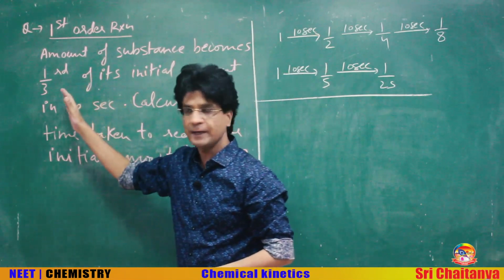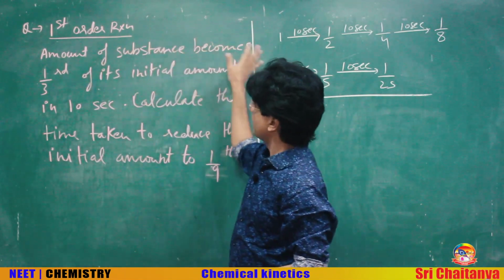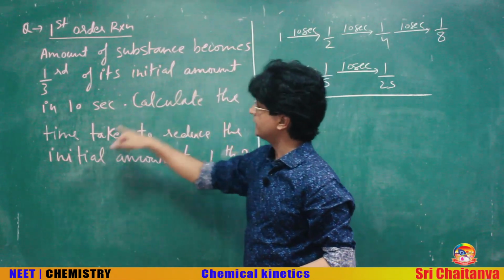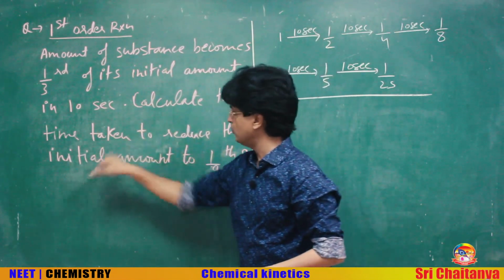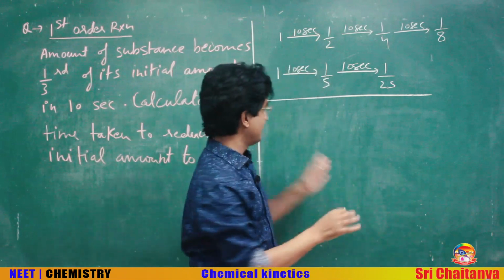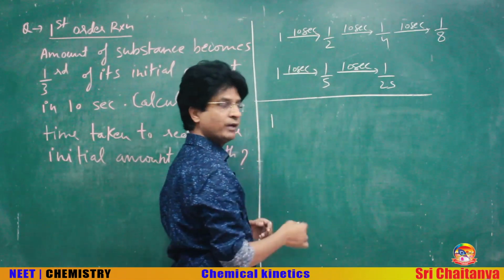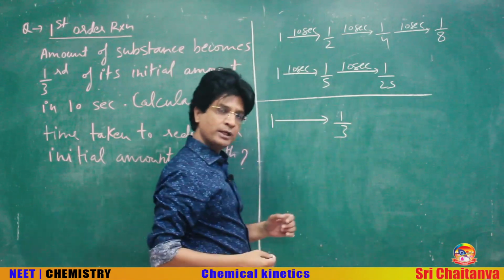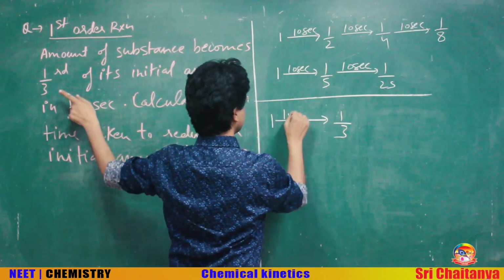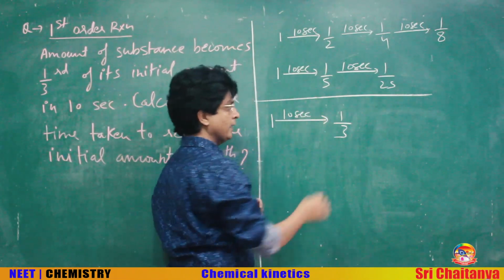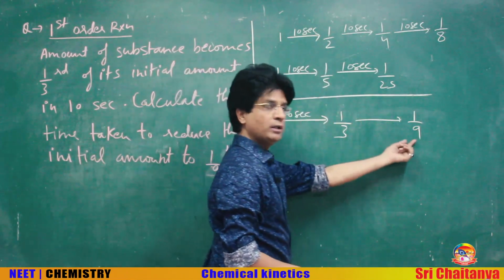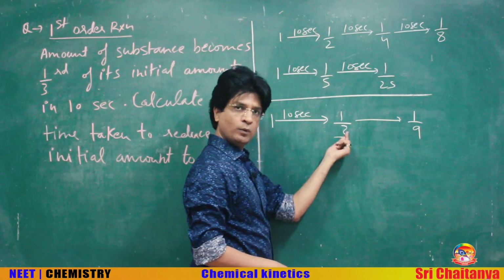This question says that the initial amount of substance becomes 1/3 of its initial value in 10 seconds. You have to find the time taken to reduce the initial amount to 1 by 9. That actually means I'm beginning with 1 molar. It will become 1 by 3 in 10 seconds, and I want 1 by 9. So 1 by 9 is what? 1/3 of 1 by 3.